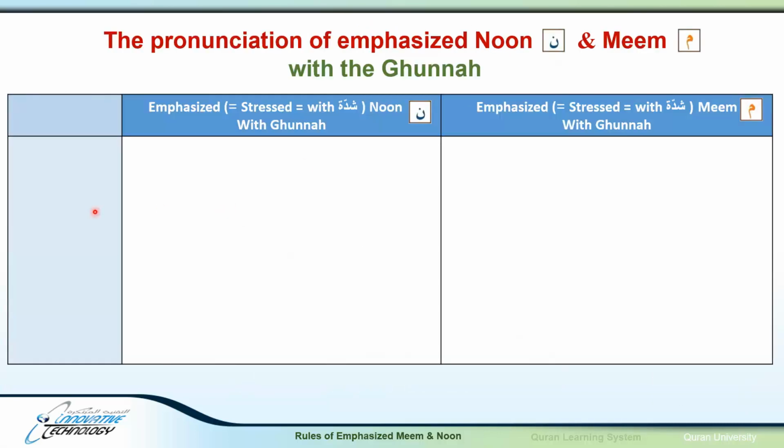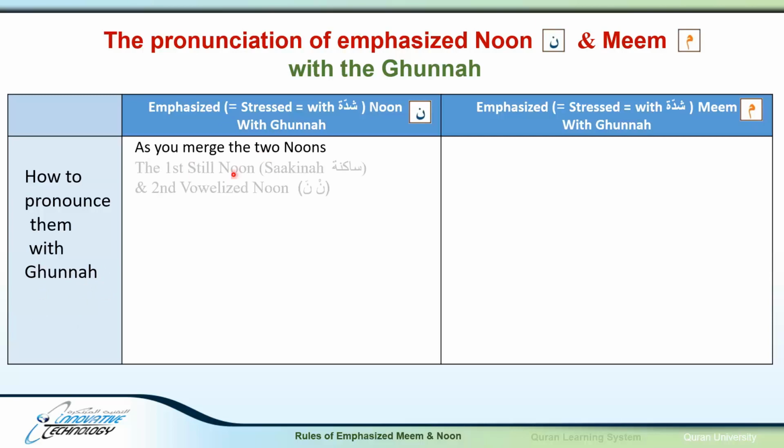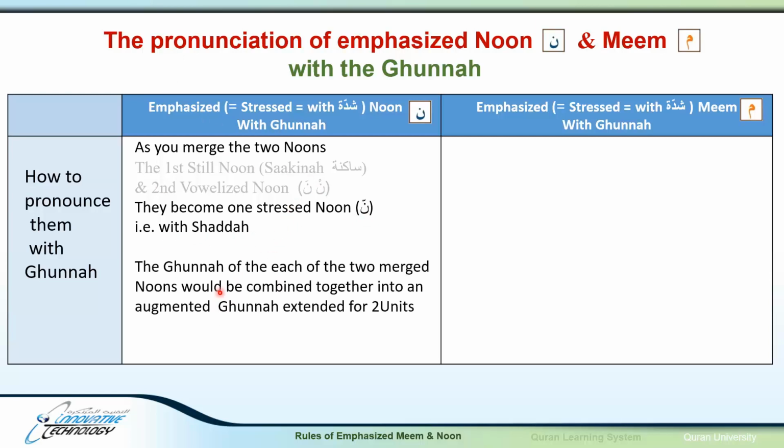Now we're going to put it all together and practice pronouncing the stressed noon and the emphasized stressed meem, giving them the ghunnah. The reason is, as we merge the 2 noons, the first sakina, there is a ghunnah with it. And the second vowelized noon, there is also a ghunnah with it. So when they're combined into a noon with shadda, emphasized, then the ghunnah would be augmented. Both ghunnahs will be merged together into one large ghunnah extended for 2 units.